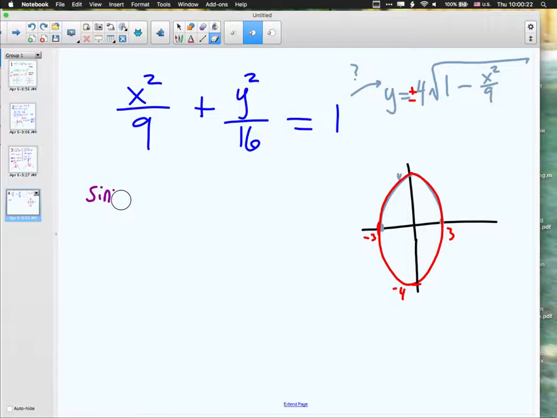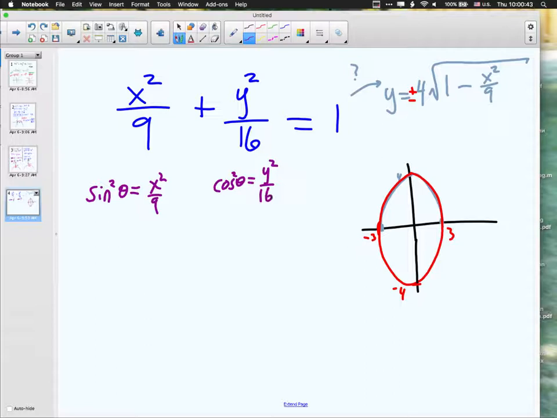Oops, not x. Let's call this sine squared theta. It's x squared over 9. And cosine squared theta is y squared over 16. Now, I'm just going to pick the positive one. I'm going to pick either the positive or the negative, and it won't matter, it'll work either way. But let's call x equal to 3 sine theta, and y 4 cosine theta.